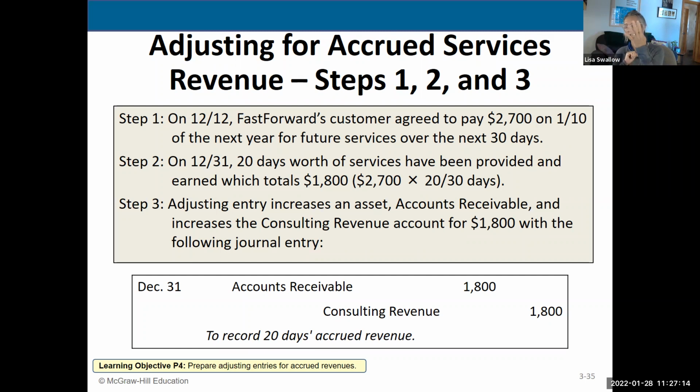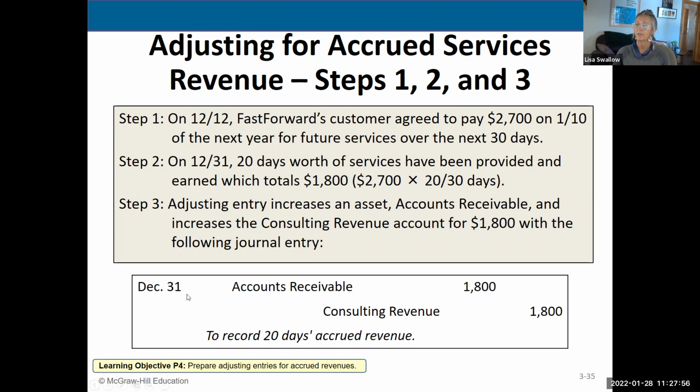12th, 13th, 14th, 15th, 16th, 17th, 18th, 19th, 20th, 21st, 22nd, 23rd, 24th, 25th, 26th, 27th, 28th, 29th, 30th, 31st. 20 days I've earned, okay? So that $2,700 was for 30 days. So I was earning $90 a day and 20 days of that has passed. So I've earned $1,800. So when they gave me that $2,700, I debited cash. No, sorry. They haven't given me any money yet. We just made an agreement.